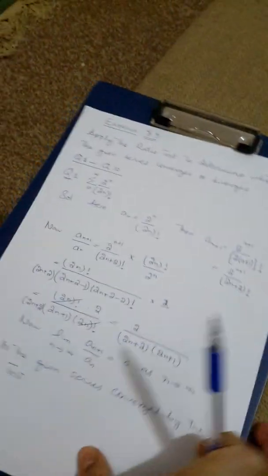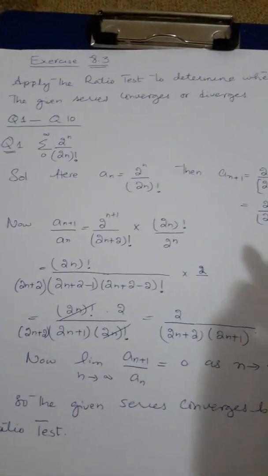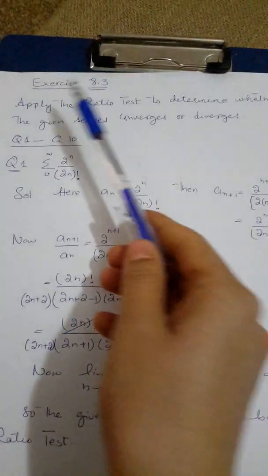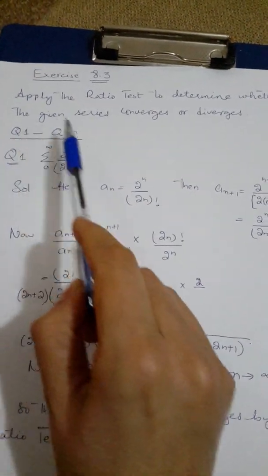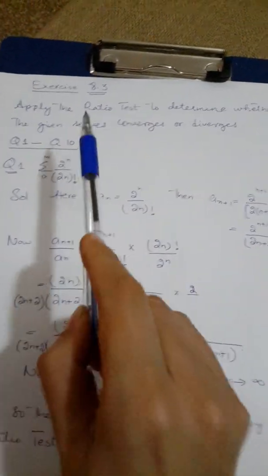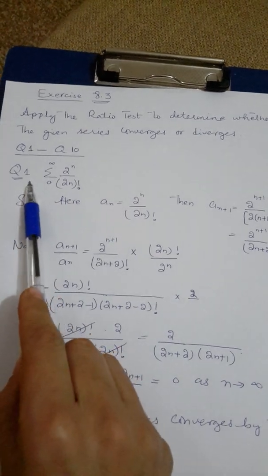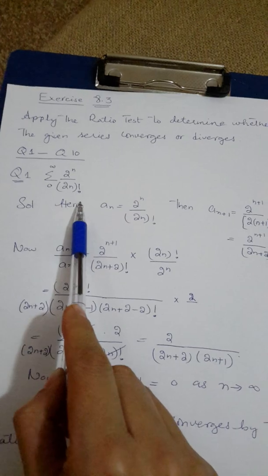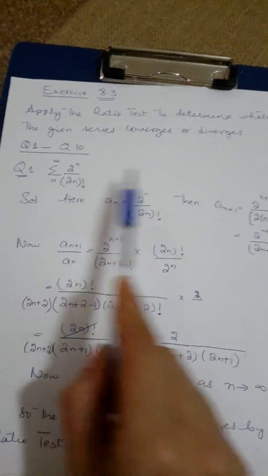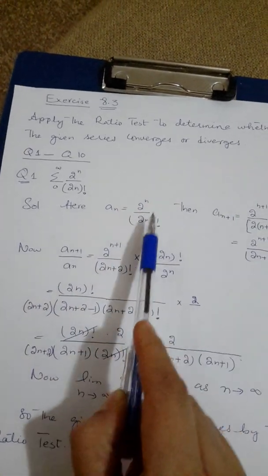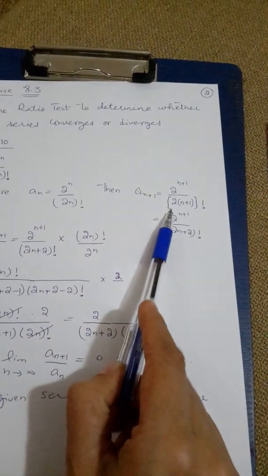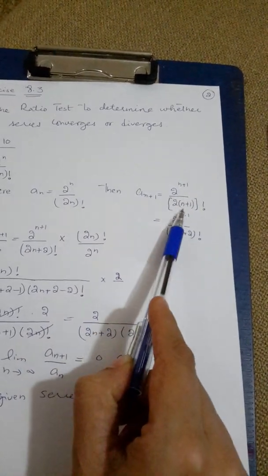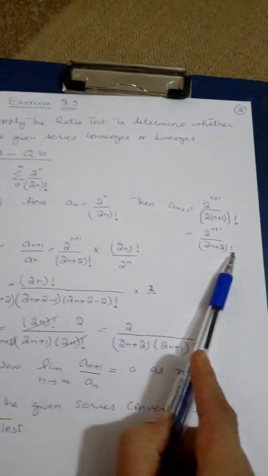Now, I have the exercise. The exercise is 8.3, in which you will have to attempt questions 1 to 10. I have solved question number 1 for you. Here we have the series 2^n over (2n)!. Here a_n is this term, 2^n over (2n)!, and a_(n+1) is 2^(n+1) over (2n+2)!.